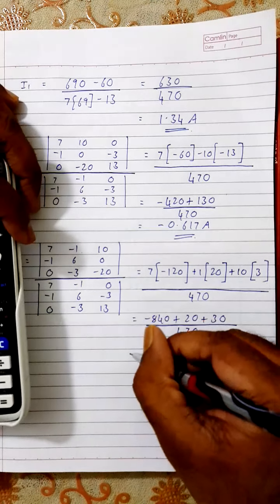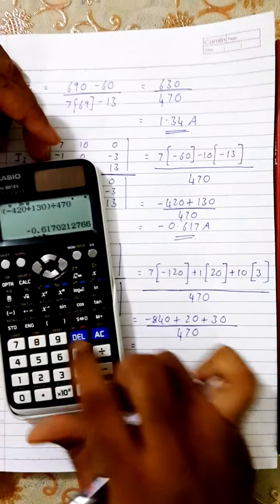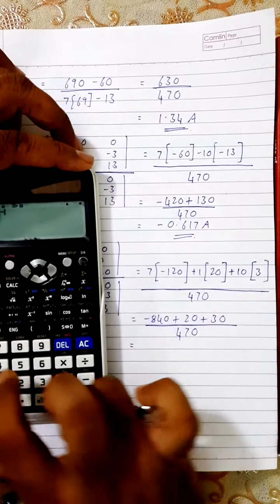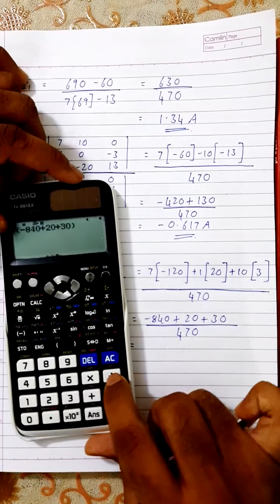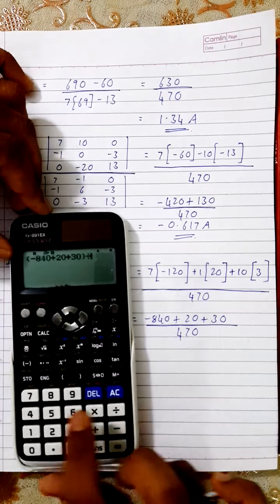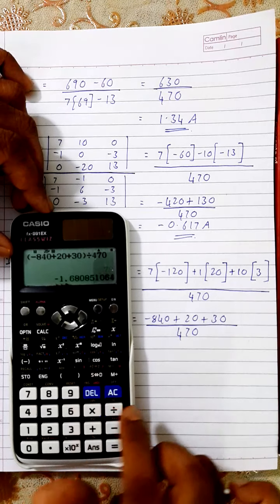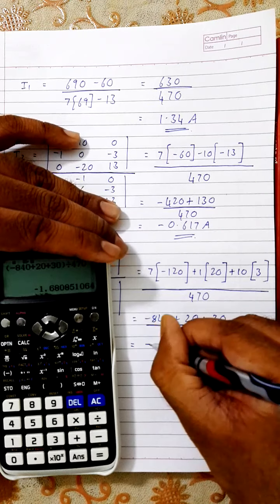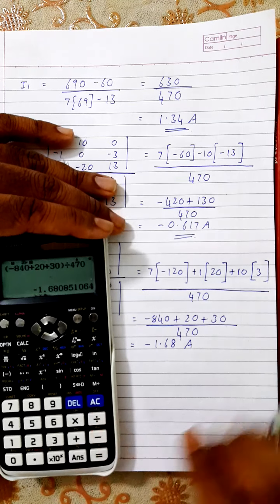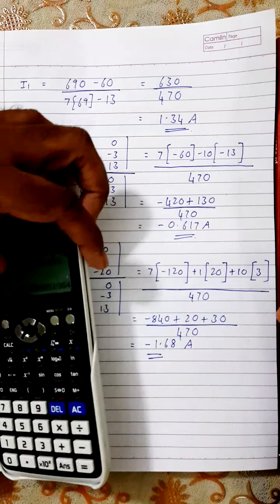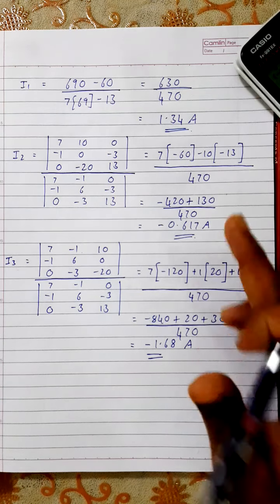So this is equal to minus 840 plus 20 plus 30 divided by 470. You get minus 1.68 amperes. So this is the value of the current. Now we found the value of I1, I2 and I3.